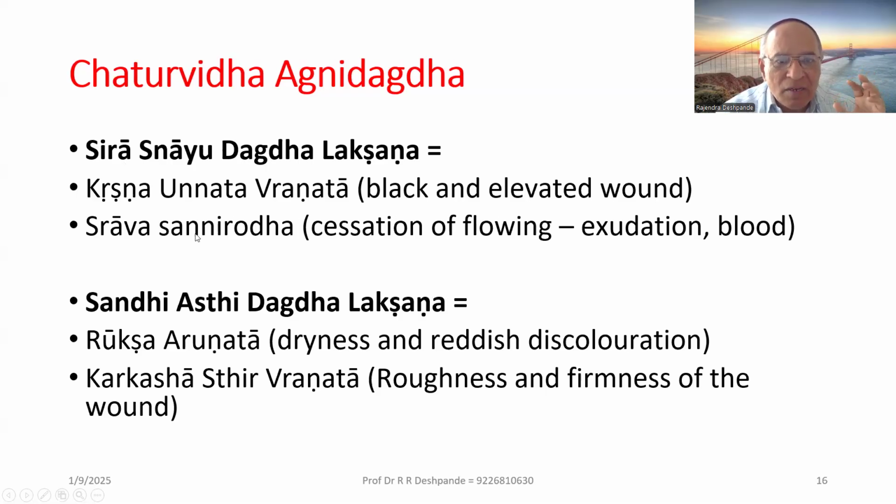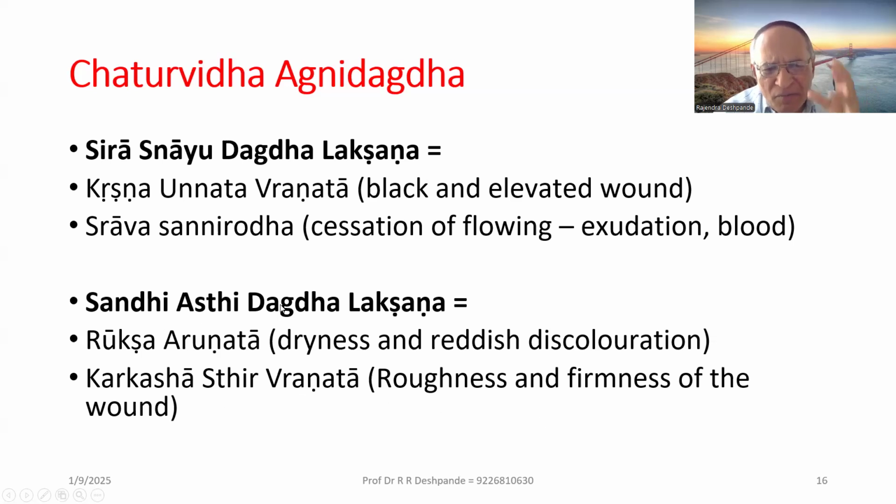Then Strava Sannirodha will be there. Cessation of flowing or exudation of the blood, it will stop. Okay, Sannirodha. It cannot come out because of the Sira Snayu Dagdha Lakshana. Then Sandhi Asthi Dagdha Lakshana. Here you get the Ruksha and Arunata, dryness and reddish discoloration to that particular local area where the burn is happening. Sandhi, bony joints, and Asthi is a bone. Then Karkasha Sthira Vranata, roughness and firmness at the site of the wound.